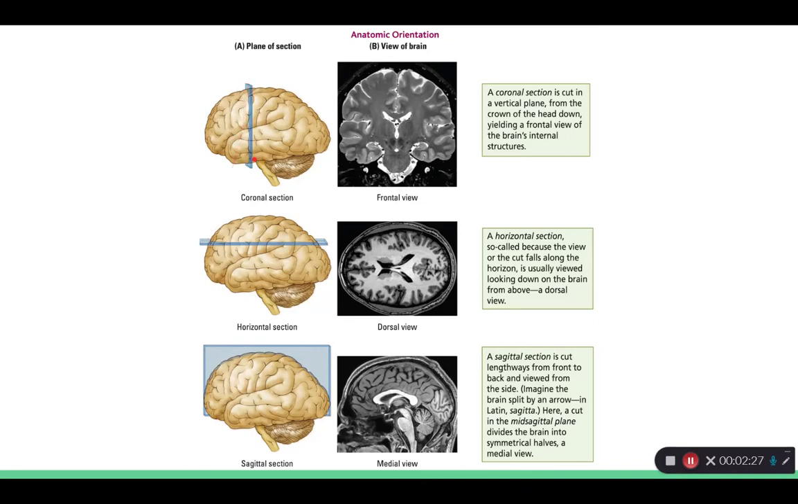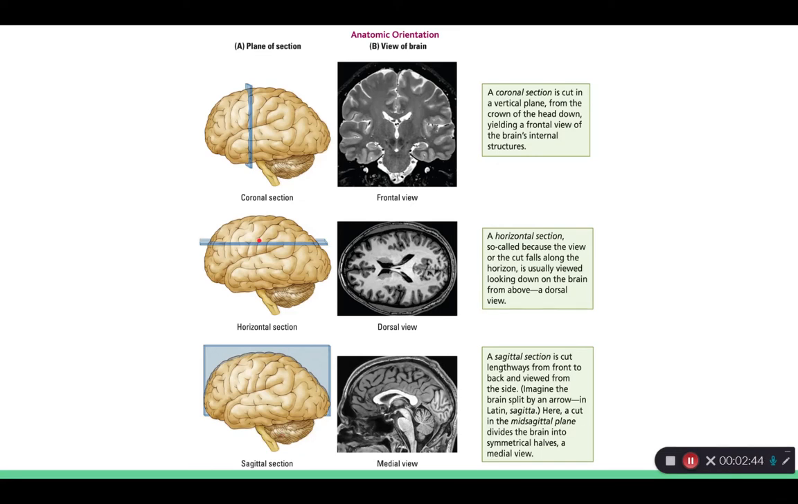Coronal, another word, corona, is a word for crown. So if you could imagine the crown of the head here, hopefully that helps you remember how this is oriented. And sagittal, you can just remember as being the one that's 90 degrees relative to the other two.